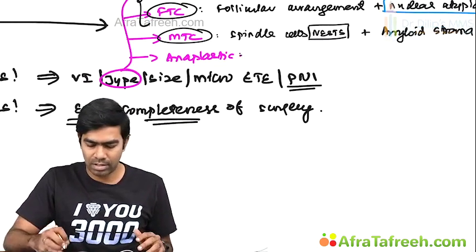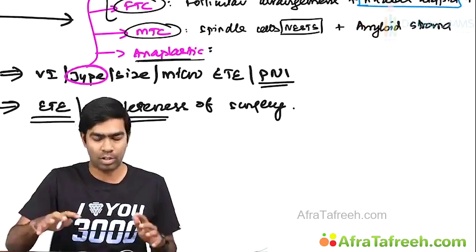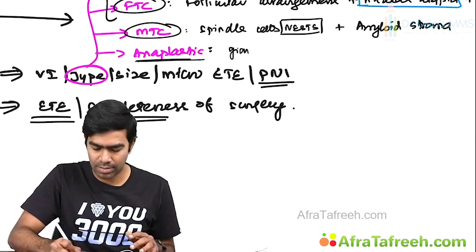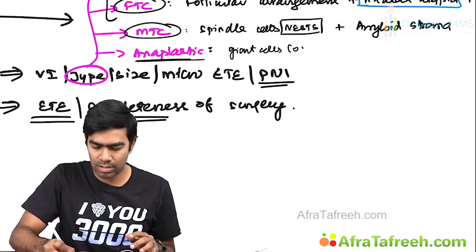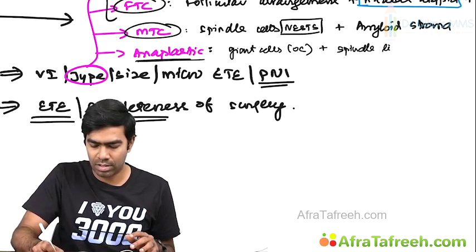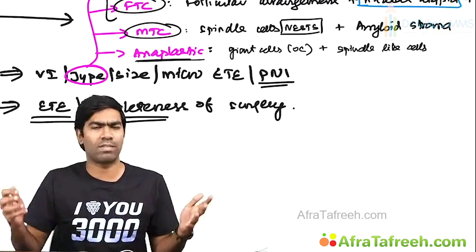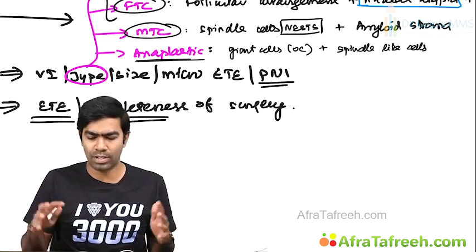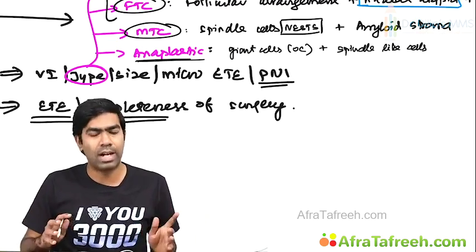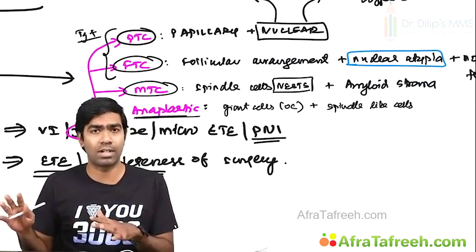And in anaplastic carcinoma, you will encounter a different histopathological picture. Again, you'll be seeing giant cells which look like osteoclasts, and spindle-like cells that are completely de-differentiated. They'll also be thyroglobulin negative, and they won't have calcitonin as well, so they won't have the amyloid stroma that is made of calcitonin. This you will diagnose as an anaplastic cancer. These points in histopathology are really important as far as exams are concerned.